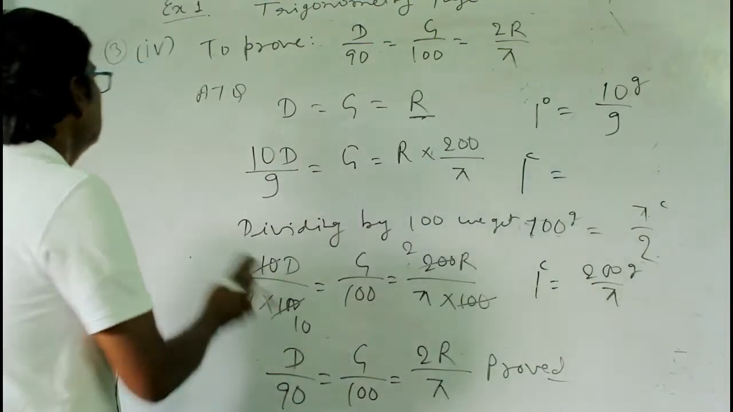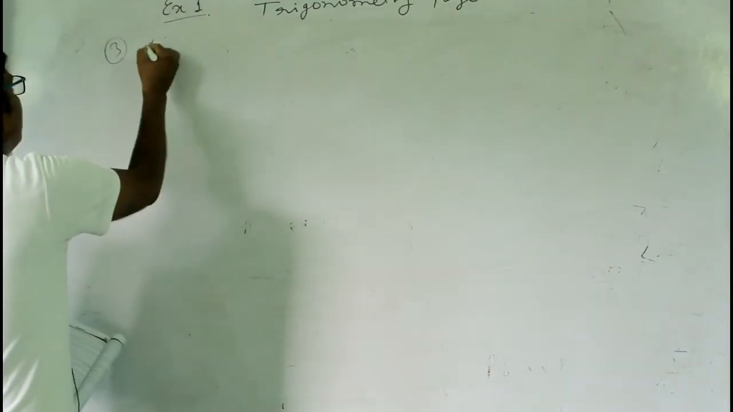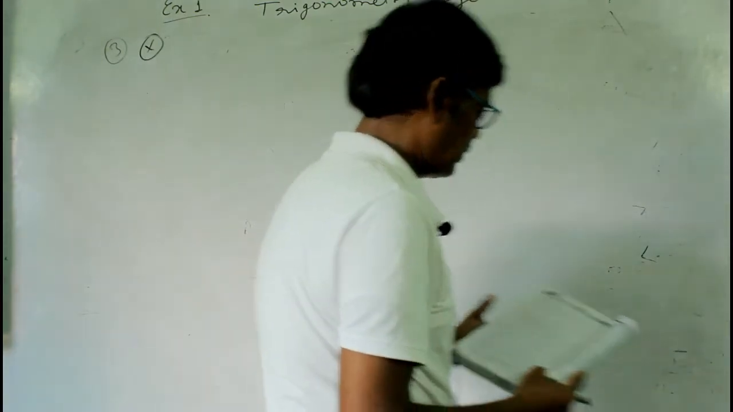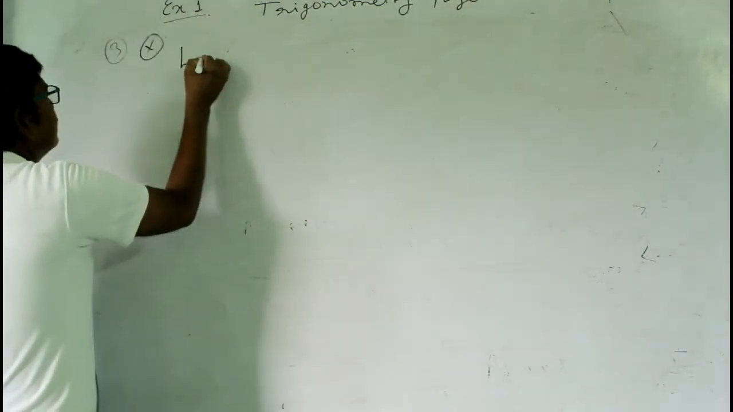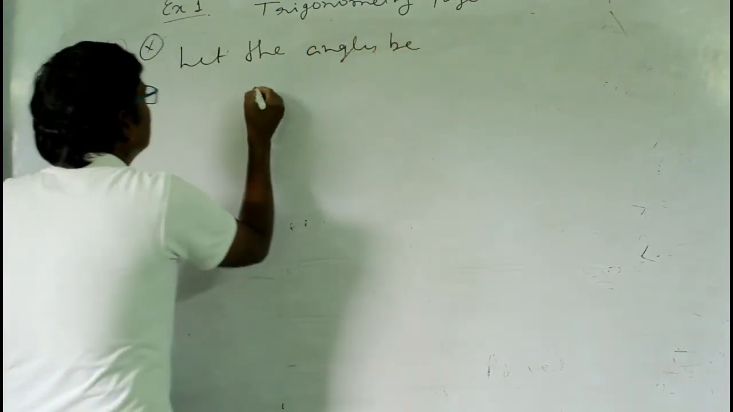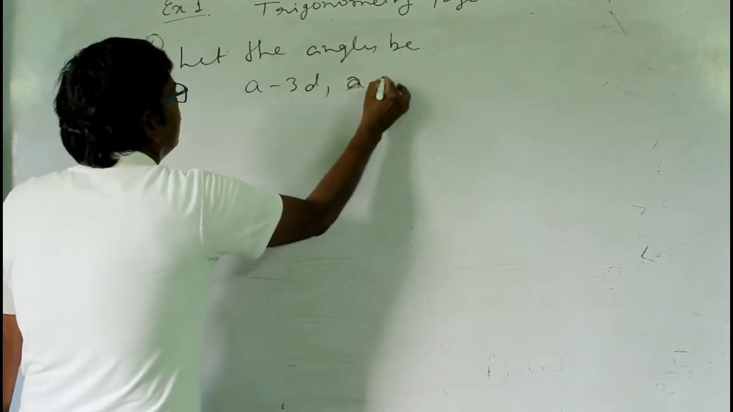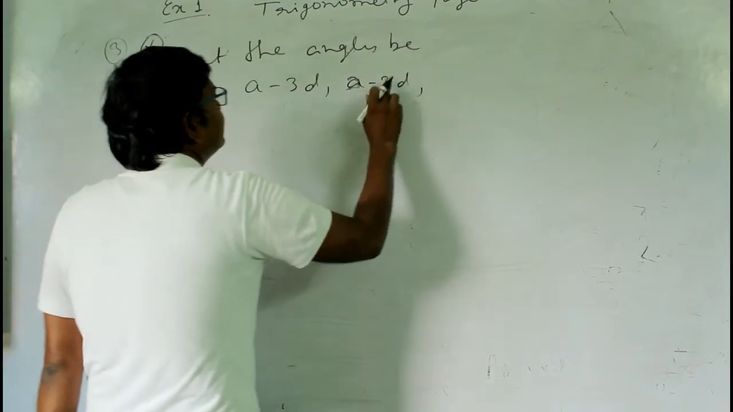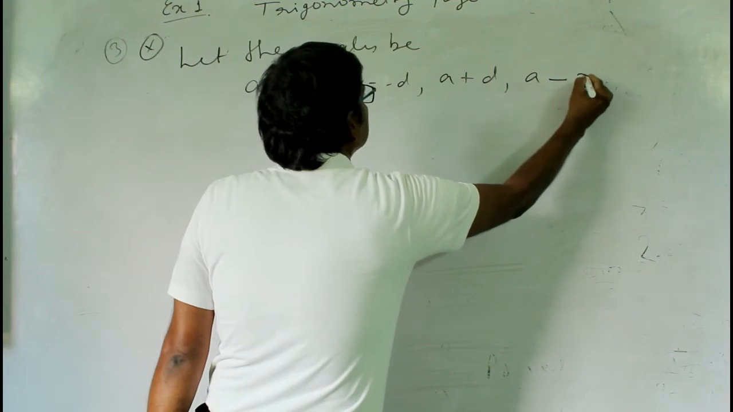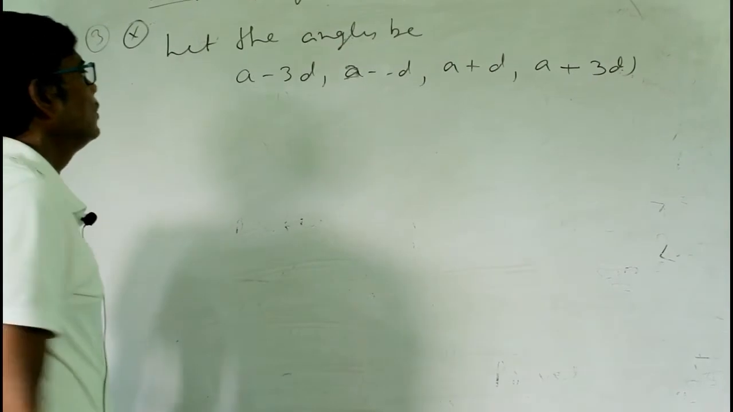Now the next question I will solve. Question number 10. Here the 4 angles of a quadrilateral are in AP. So let the angles be A minus 3D, A minus D, A plus D, and A plus 3D. So all these are in AP.